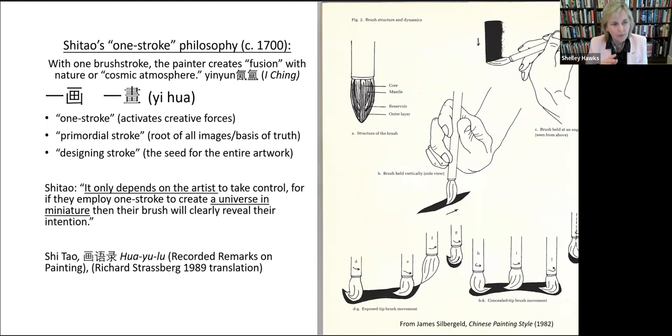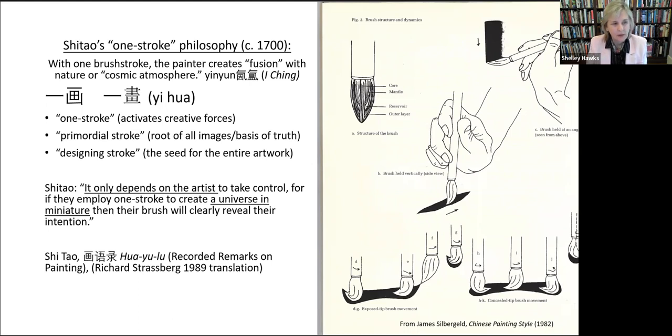So let's also look more deeply into this idea of the one stroke. It really can have three different meanings. The first here, one stroke, it's a beginning. It's the beginning of the painting. It's when the ink on the brush, the painter's hand first touches the paper. It's activating the creative forces.